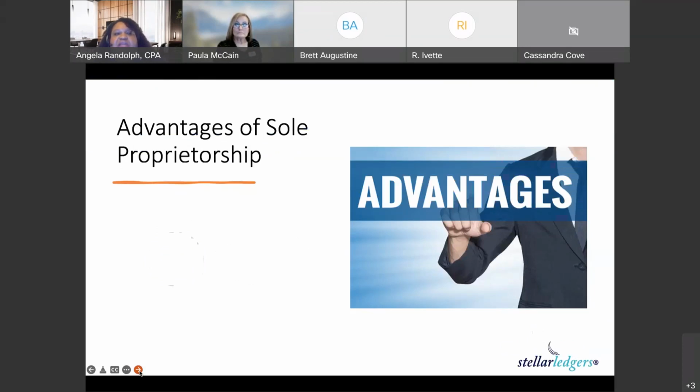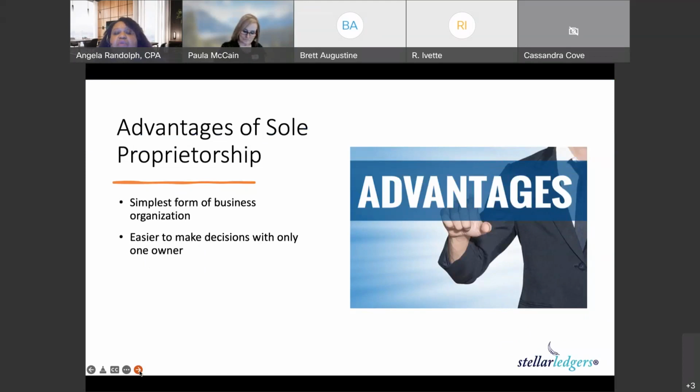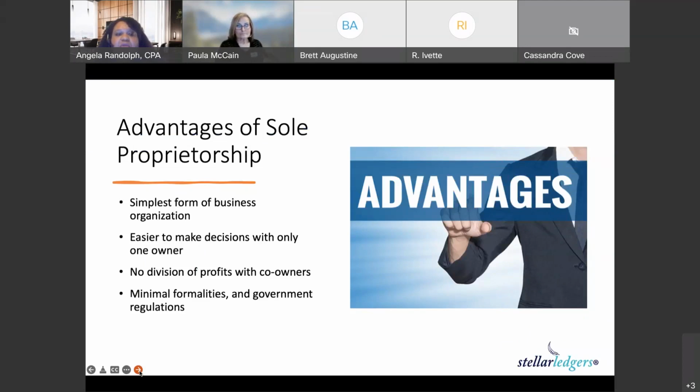So now we're going to get into some of the advantages. And I've kind of alluded to some of the advantages already of a sole proprietorship. It's the simplest form of business organization. Very simple to form. It's easier to make decisions with only one owner. There's no division of profits with co-owners. Minimal formalities and government regulations.